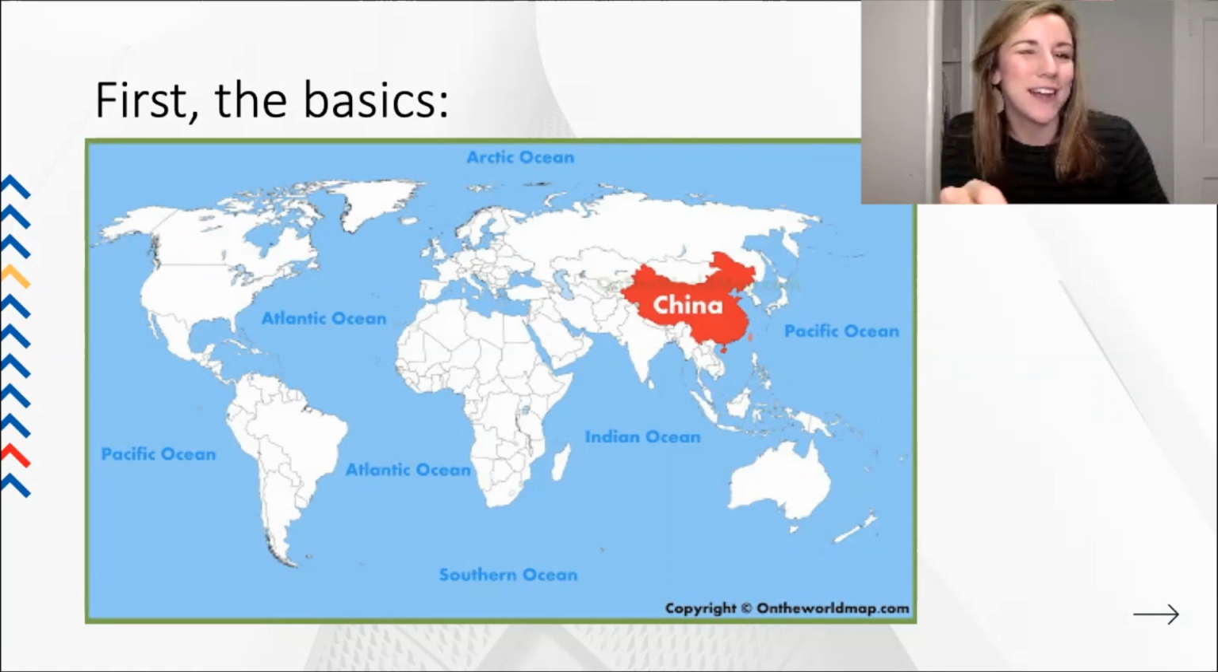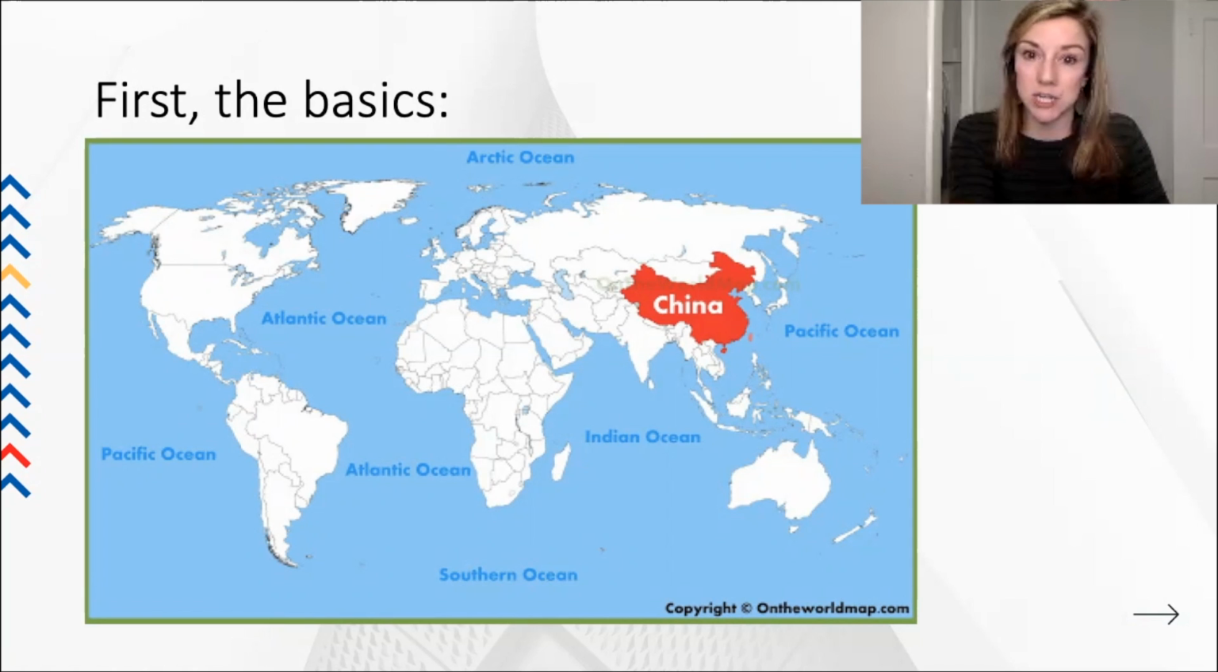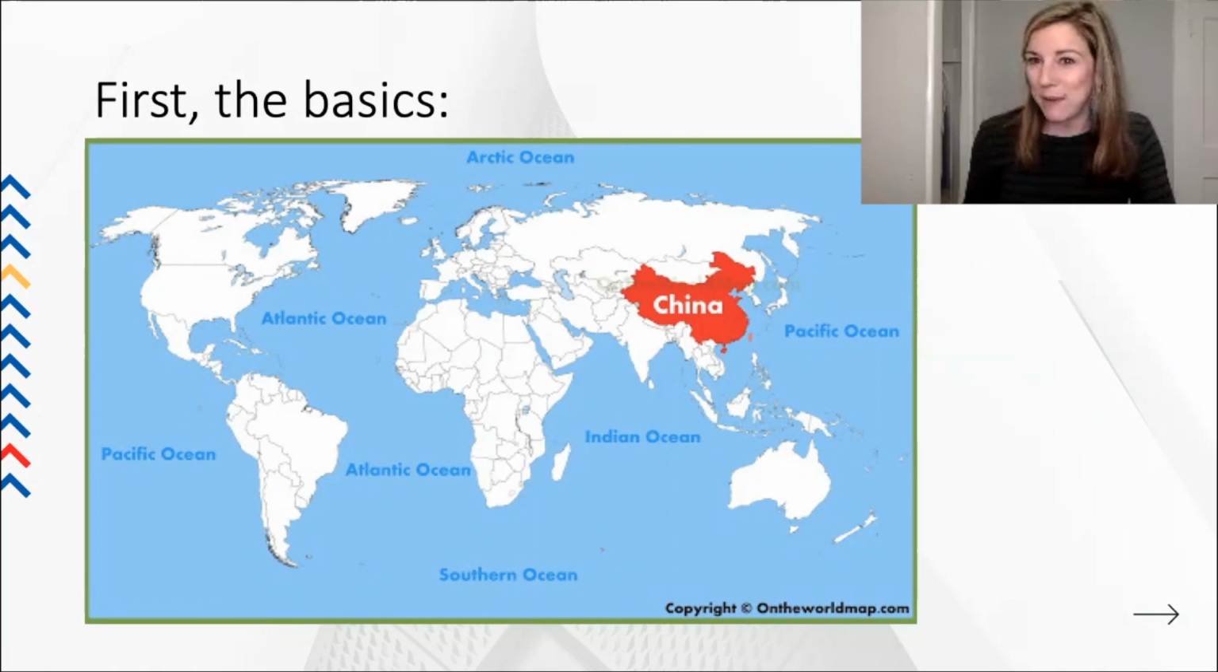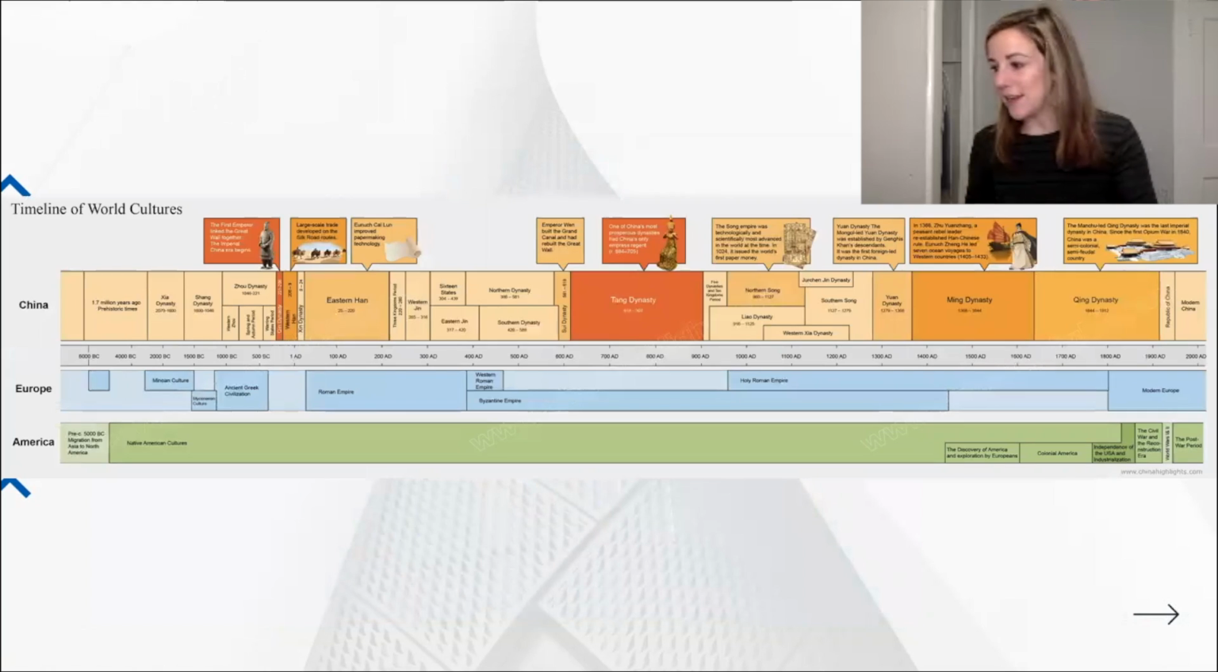It's also known for its rich culture. And Mandarin is the most spoken language in China. Another fun fact is that they just built a 250-acre solar farm in the shape of a panda. Now that you have your bearings, let's take a look at a timeline.